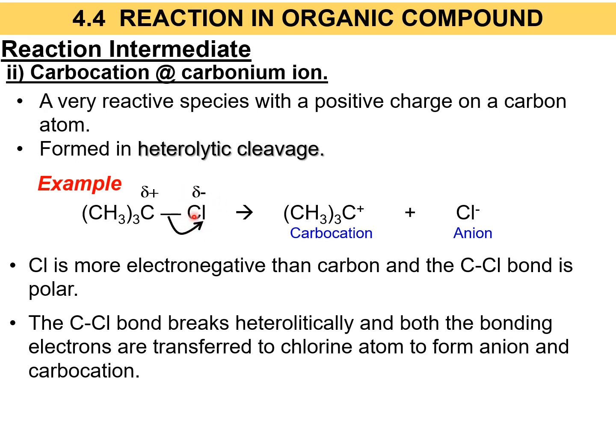So bila Cl atom ni dapat dua elektron bila dia buat bond breaking secara heterolytically, this Cl atom will be Cl minus ion. Dia akan jadi an ion. Carbon atom ni bila dia lose dua electrons ni daripada bond breaking heterolytically ni, dia akan jadi carbocation sebab dia akan dapatlah positive charge. Dia akan jadi cation. Tapi because this carbon yang dapat the positive charge, that's why we call it as carbocation. Okay.